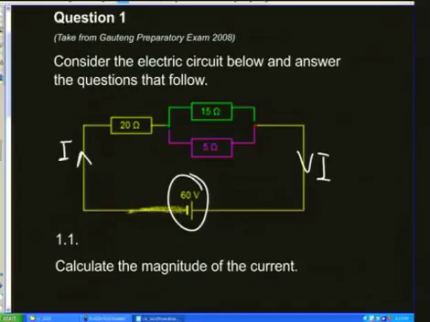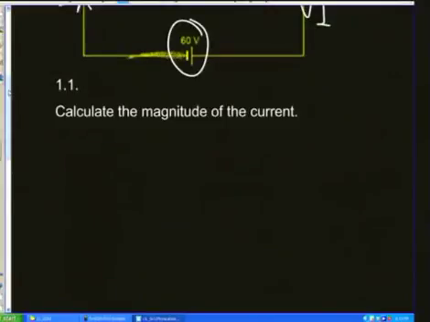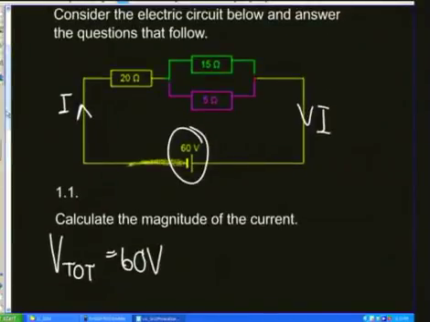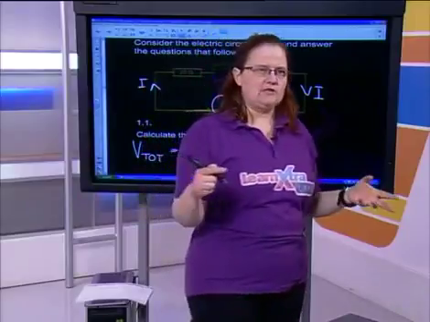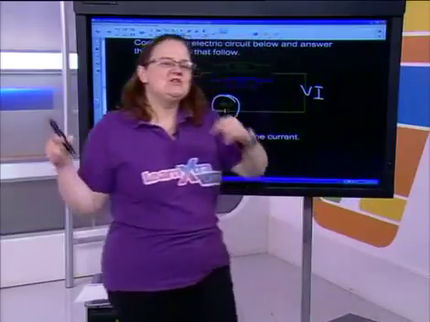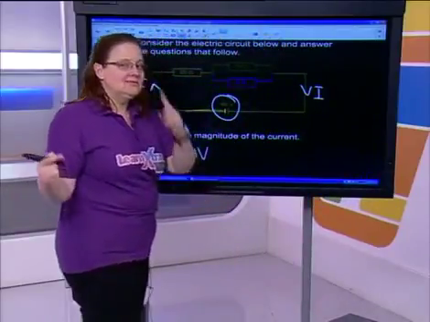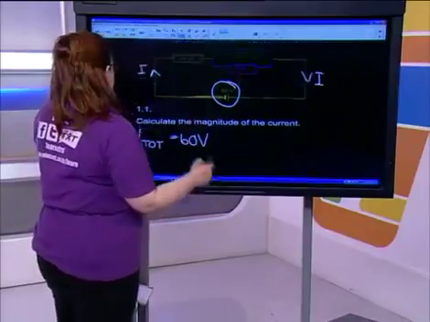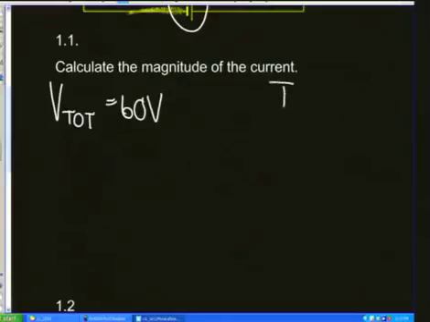Is, because that's the 60 volts. It has to be, okay? It can't be anything different. So we go, okay, I know that my total voltage is 60 volts. They want the magnitude of the current. So what they're asking you for here, grade 12s, is they're saying to you, what is the total current? Okay, they want here, I total.